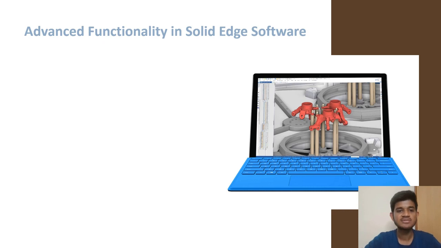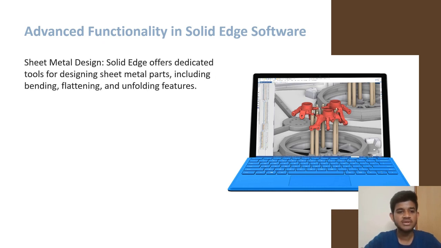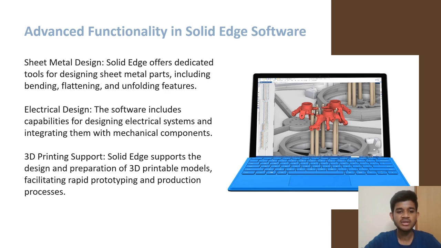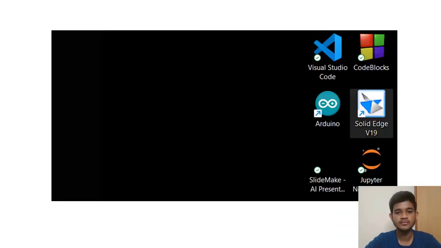Now let us see the advanced functionality in SolidEdge software. First one, sheet metal design. SolidEdge offers dedicated tools for designing sheet metal parts, including bending, flattening, and unfolding features. Second one, electrical design. The software includes capabilities for designing electrical systems and integrating them with mechanical components. Third one, 3D printing support. SolidEdge supports the design and preparation of 3D printable models, facilitating rapid prototyping and production processes.